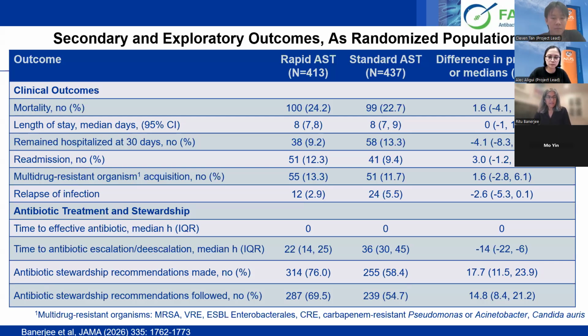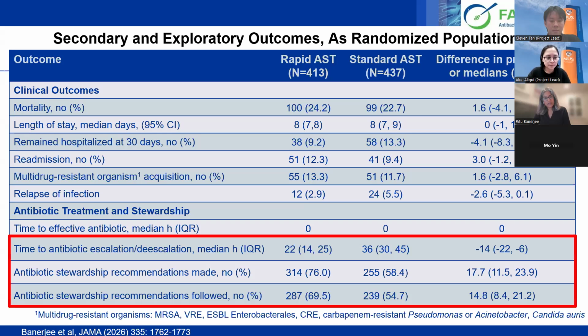In the top half of the slide, you can see mortality, length of stay, readmission, et cetera. There were no significant differences in the proportions or medians between the arms. However, when you look at antibiotic treatment and stewardship, you can see that the rapid testing arm had a 14 hour median faster time to antibiotic escalation or de-escalation, and a greater proportion of subjects who had antibiotic stewardship recommendations made, and a greater proportion of subjects in whom stewardship recommendations were followed. And these were statistically significantly different between the arms.